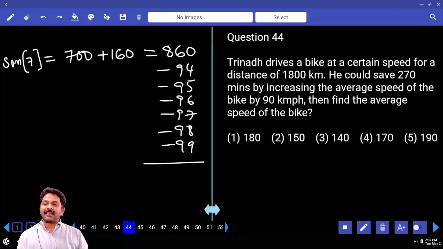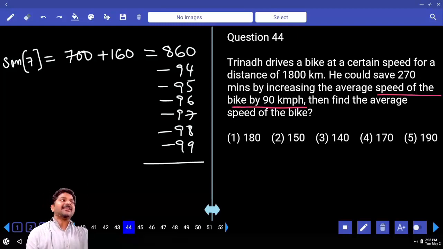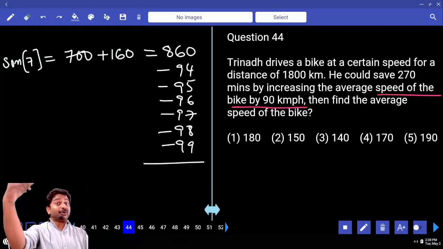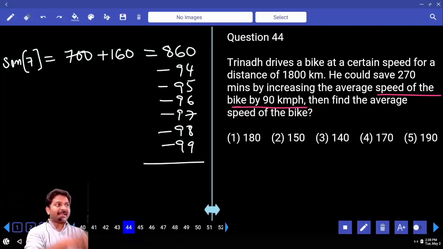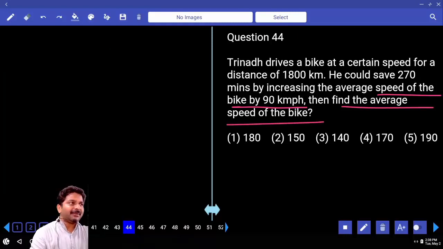Next, Trinath drives a bike at a certain speed for a distance of 1800 kilometers. He could save 270 minutes by increasing the average speed of the bike by 90 kilometers per hour. Speed increased by 90 kilometers per hour. Increased to is different, increased by is different. Got it? Then find the average speed of the bike. How many kilometers is he driving now? Come on.